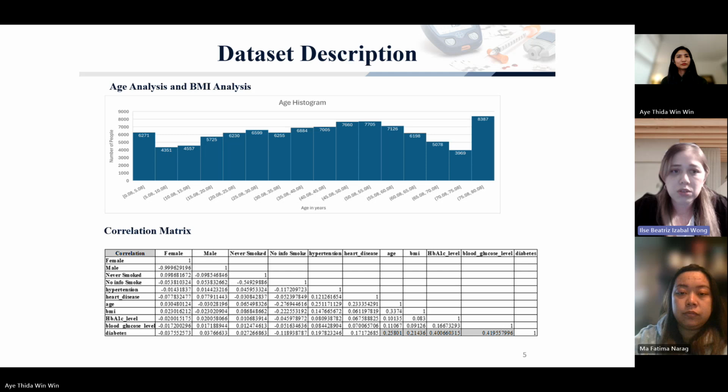Then, looking at our dataset, we found in the initial analysis that the age included people from months old up to 80 years old. We also found in the correlation matrix that age, BMI, HbA1c level, and blood glucose level were the four variables with the most correlation with our target variable. Next, please.